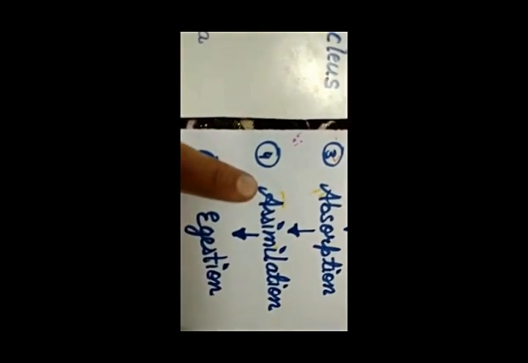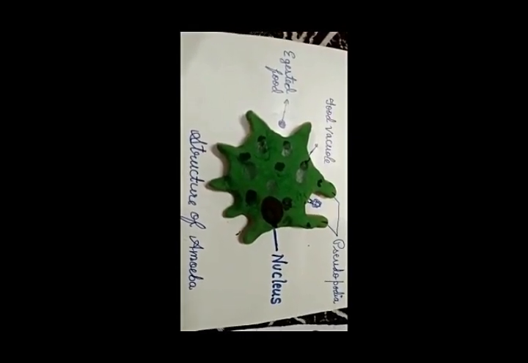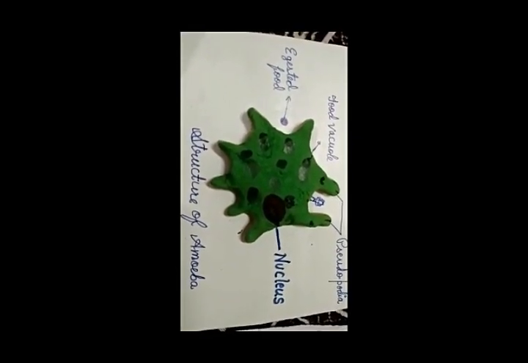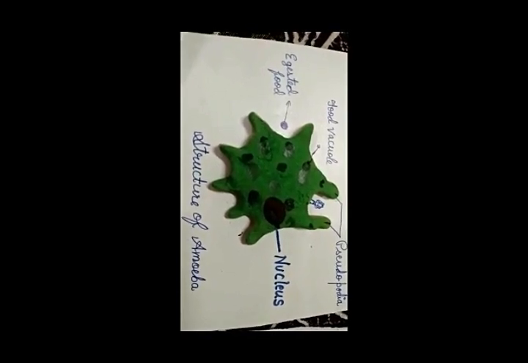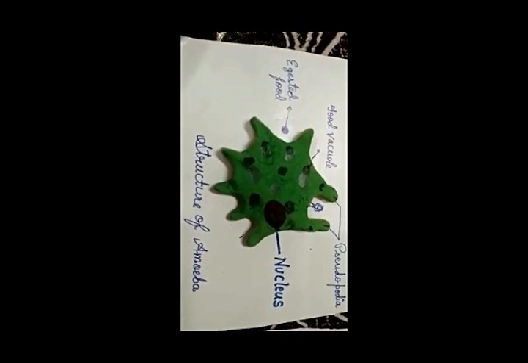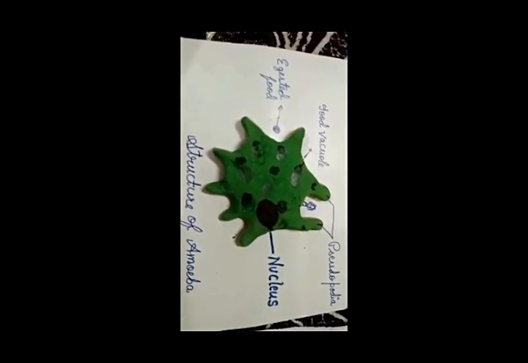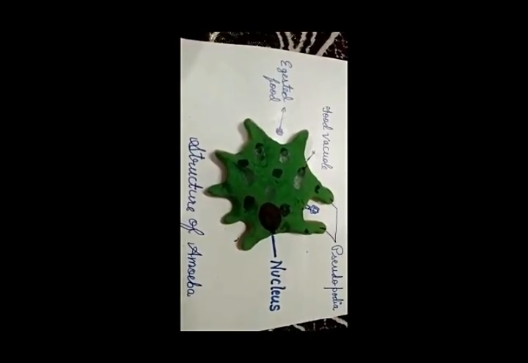Next comes assimilation. The absorbed food materials are used to obtain energy through respiration and make the parts of the amoeba cell, which leads to the growth of amoeba. We can say here assimilation leads to the growth of amoeba. When we eat food, what happens? Our body grows. Like that, in amoeba also assimilation leads to the growth of amoeba.